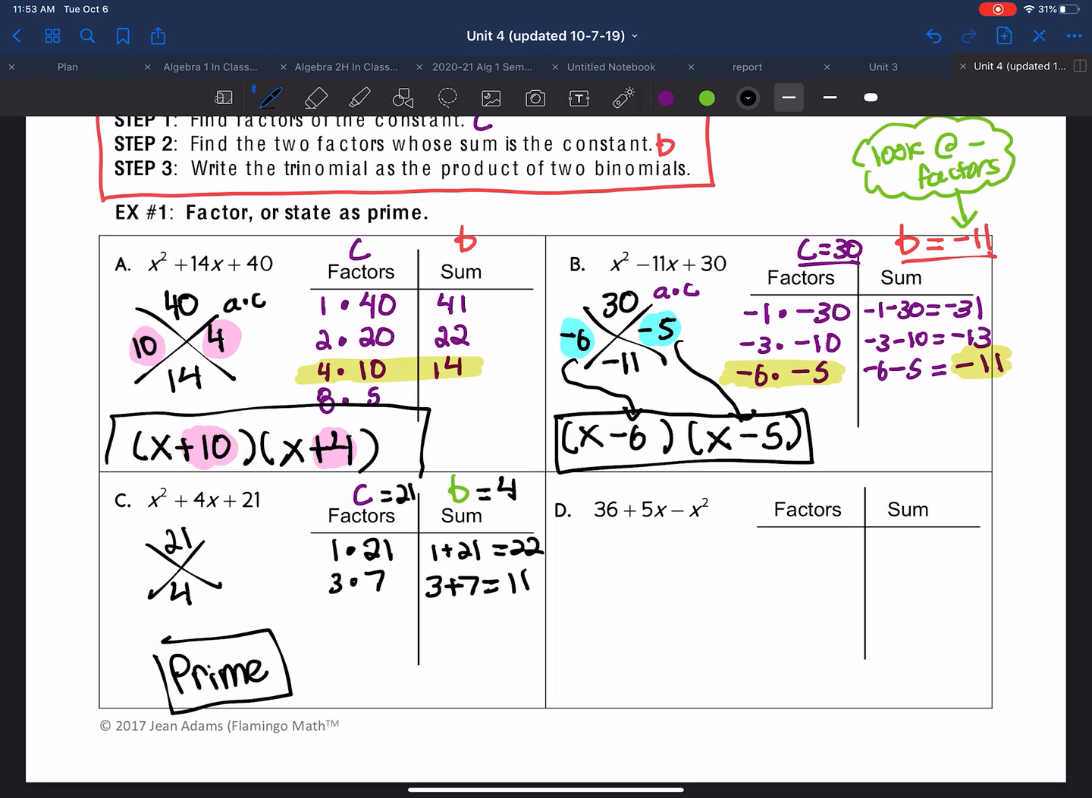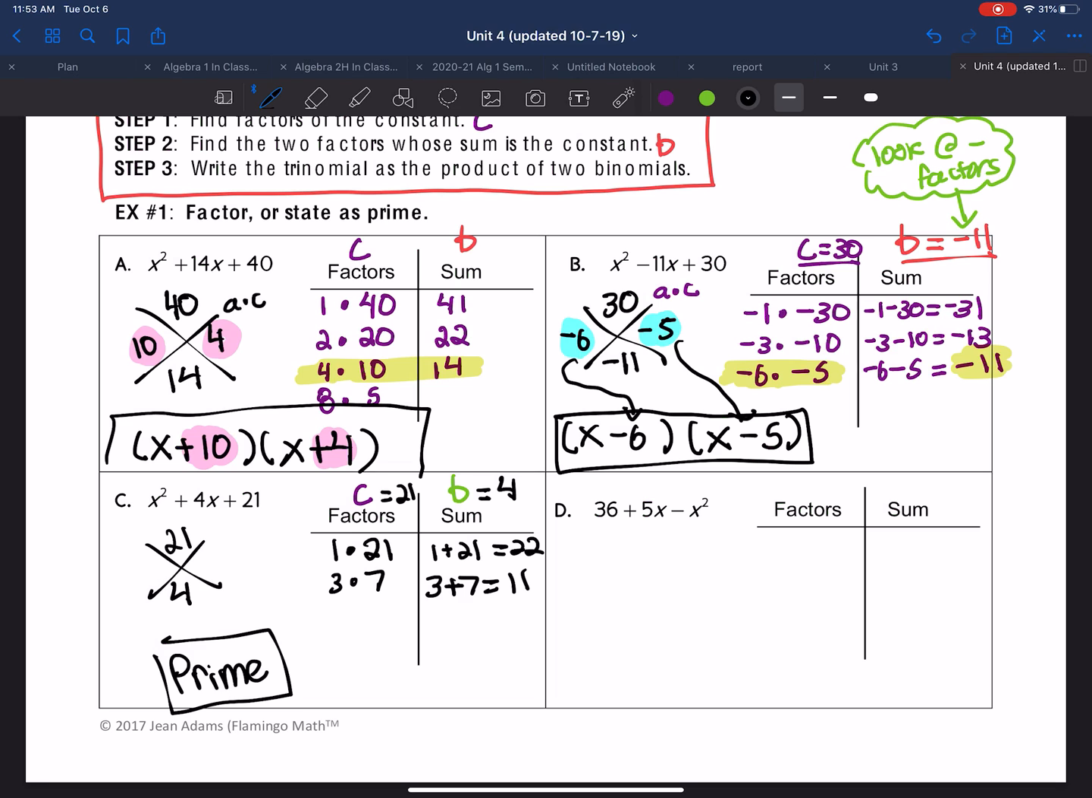So if you're literally sitting there and you're like, oh my God, I've tried everything. There are no numbers that are going to give me a factor of 21 and a sum of 4. That means you don't need to factor it. It's prime. It can't be factored, okay? So we're going to just leave it as is.